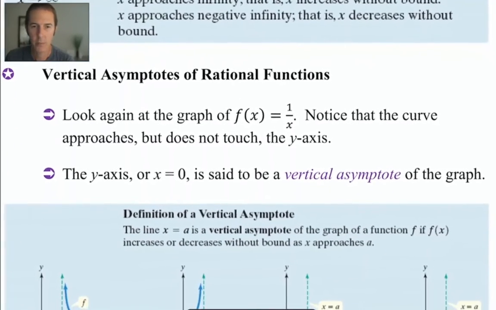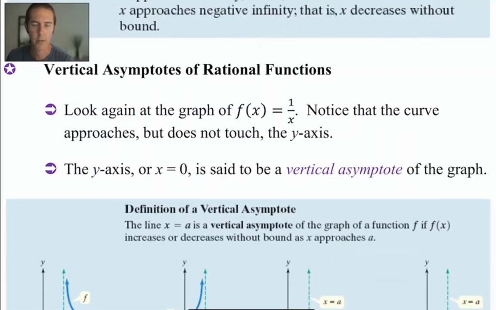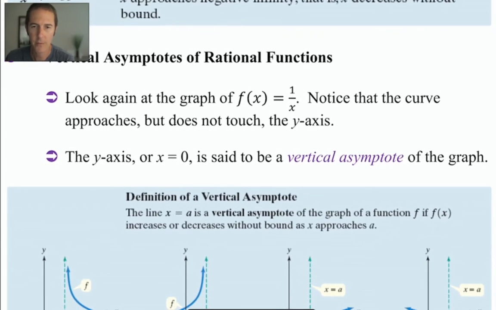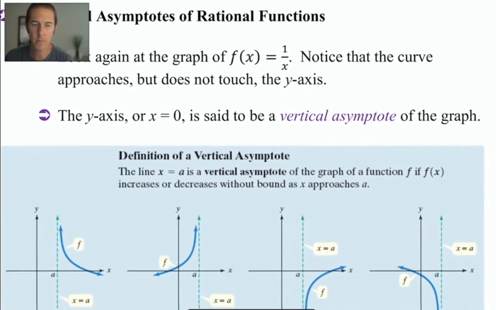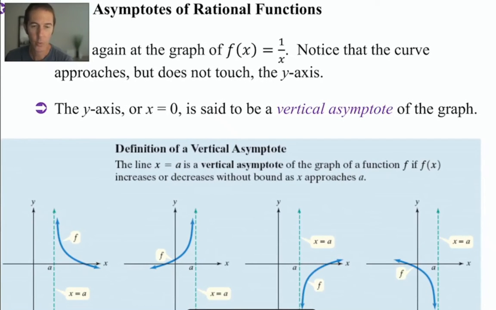And now let's get a little bit more serious about our conversation about vertical asymptotes. The function f of x equals 1 over x has a vertical asymptote. It's the y-axis. Our curve approaches the y-axis but never actually touches it. The y-axis has an equation associated with it, and that's x equals 0. Every point on the y-axis has an x-coordinate of 0, so we would say also that x equals 0 is the vertical asymptote for this function.